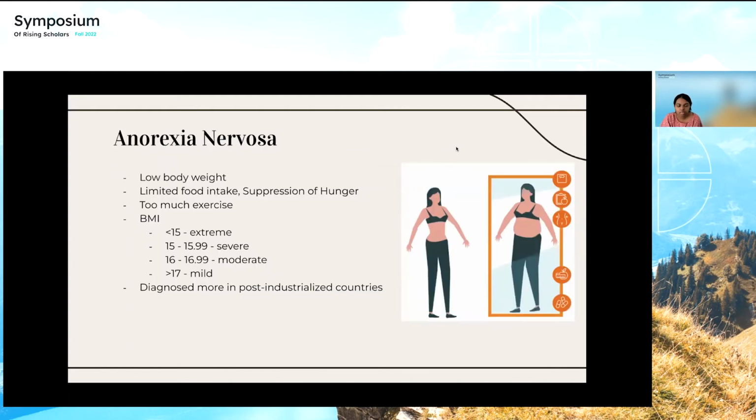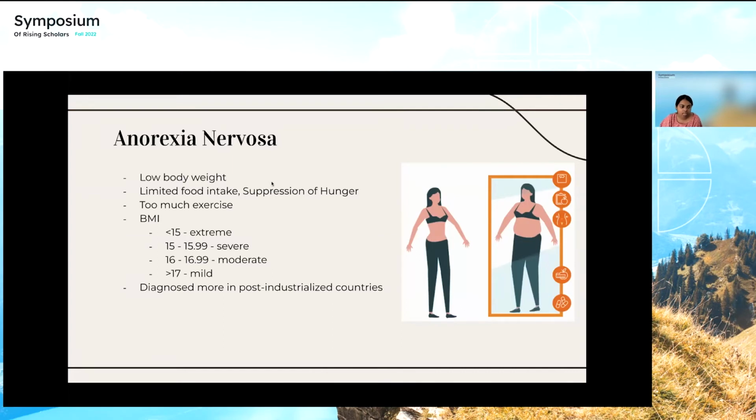Anorexia nervosa is one of three major categories of eating disorders that is characterized by low body weight and limited food intake, and to cause limited food intake as suppression of hunger. People with anorexia often exercise a bit too much, and there are classifications of body mass index that are general for people with anorexia. A body mass index of less than 15 is classified as extreme anorexia. Between 15 and 15.99 is severe anorexia. Between 16 and 16.99 is moderate, and above 17 it's mild.